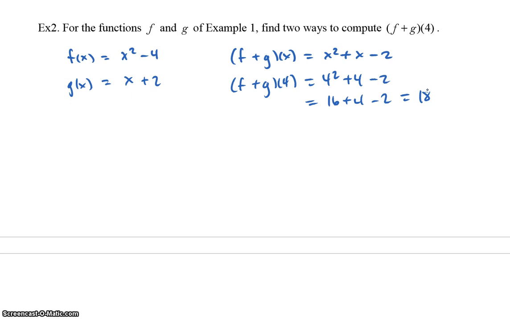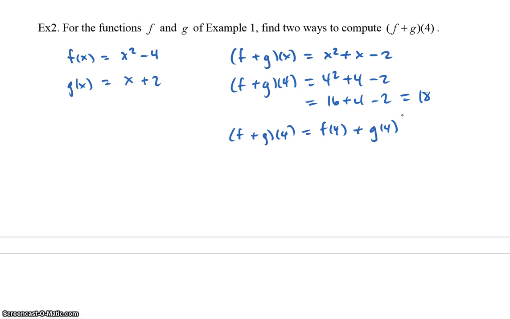There is another way we could do it, however. A second approach would be to say that f plus g of 4 is f of 4 plus g of 4. If f plus g of x is equal to f of x plus g of x for all x in the domain common to f and g, then it follows that for the specific value of x, x equal to 4, f plus g of 4 equals f of 4 plus g of 4.